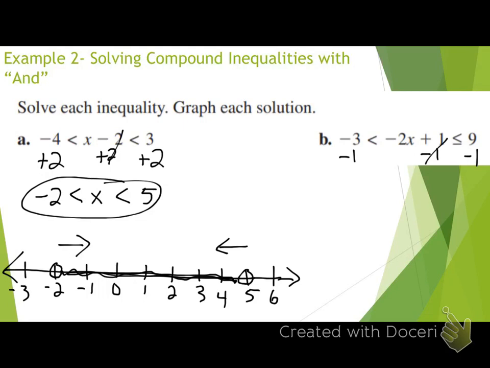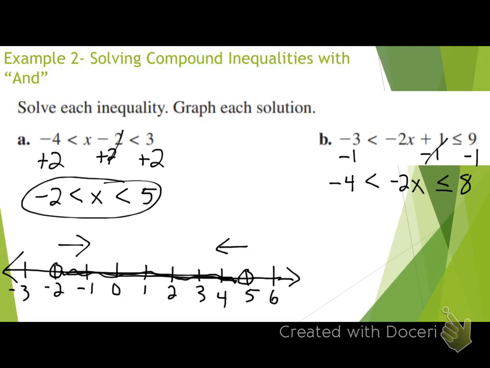Negative 3 minus 1. Negative 4. We've got negative 2x in the middle. And what's 9 minus 1? 8. Symbols flip or stay? Stay. I did not multiply or divide all three sides by a negative, did I?